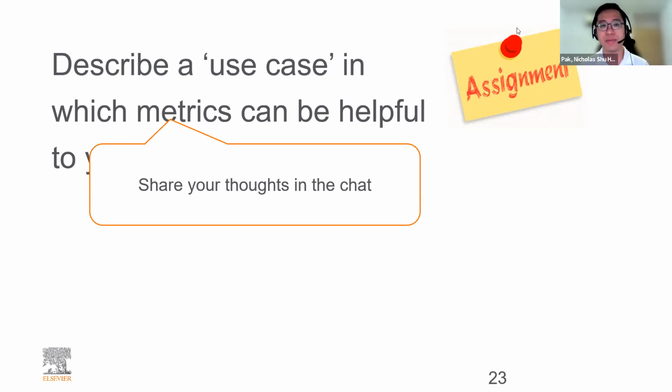So yeah, feel free to type in the chat box, right? In which cases in your daily work are you actually leveraging Scopus metrics? So don't be shy. Some of you were typing earlier. Just type them in the Q&A box, my apologies.